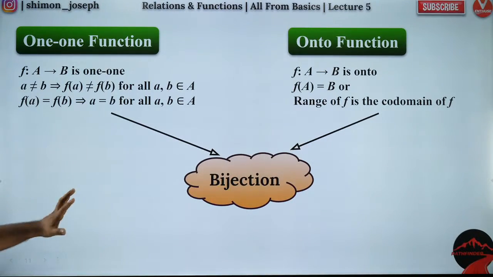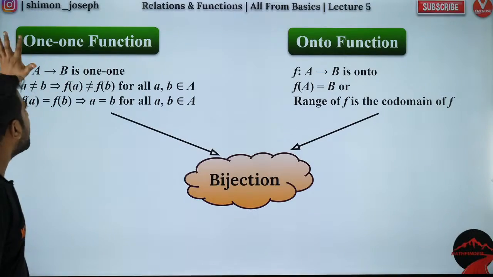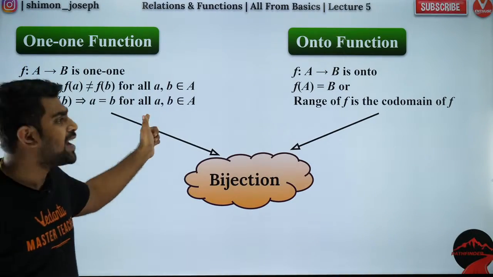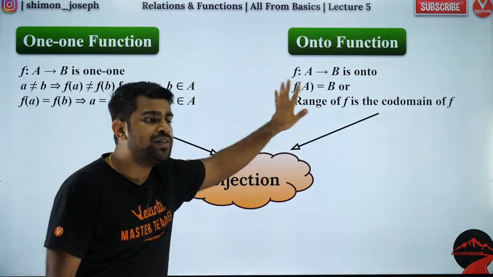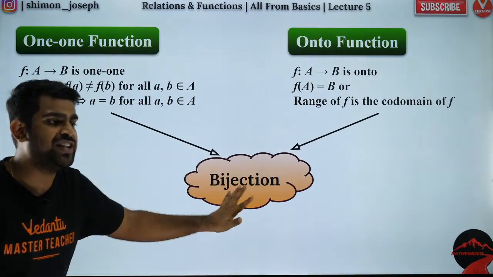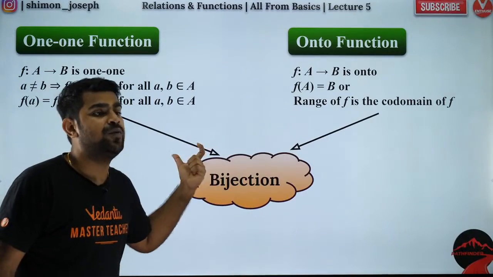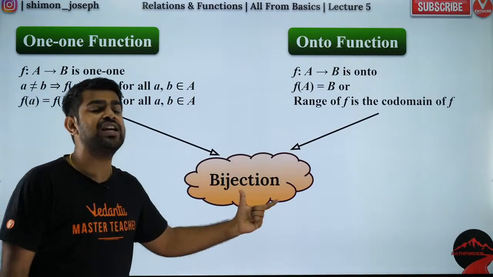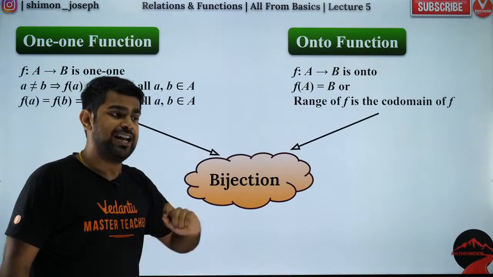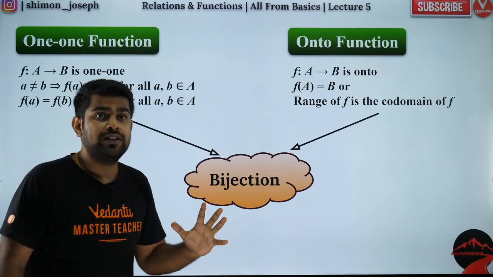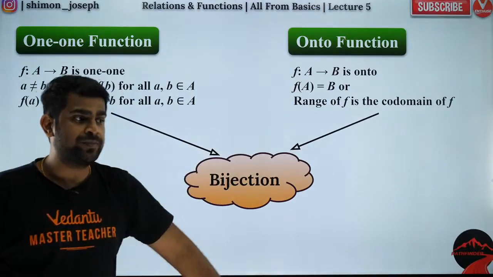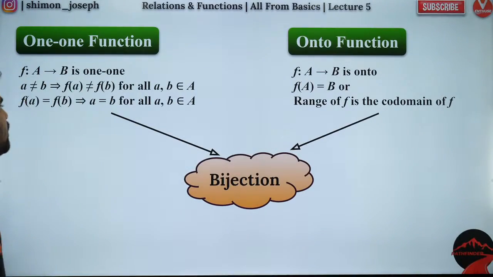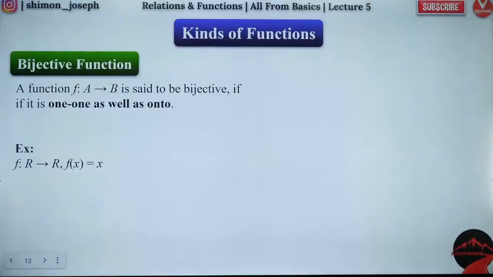Last class I explained in detail what is a one-to-one function and what is meant by onto functions. Now both of them together are called a bijection. And guys, bijections are very, very important, and I am going to explain to you why. You will understand it by the time I get to the inverse of a function. Now let's go forward and see the actual definition of it.